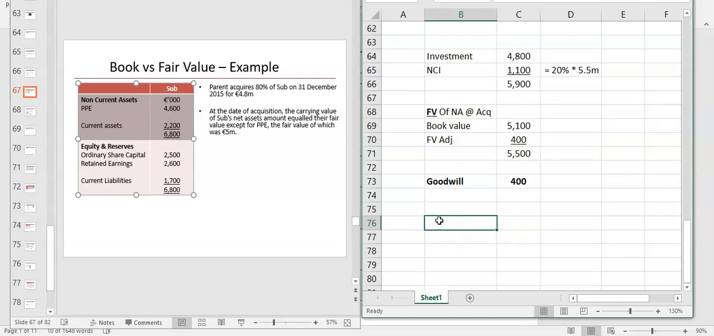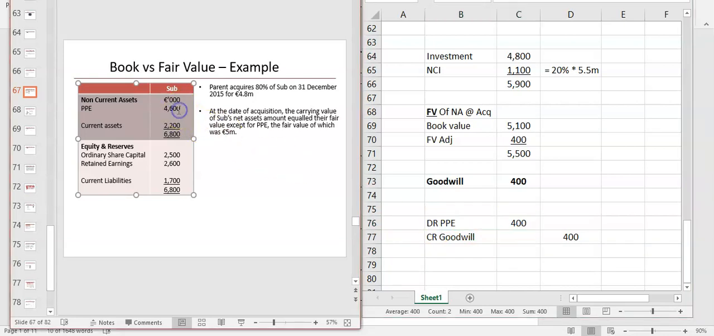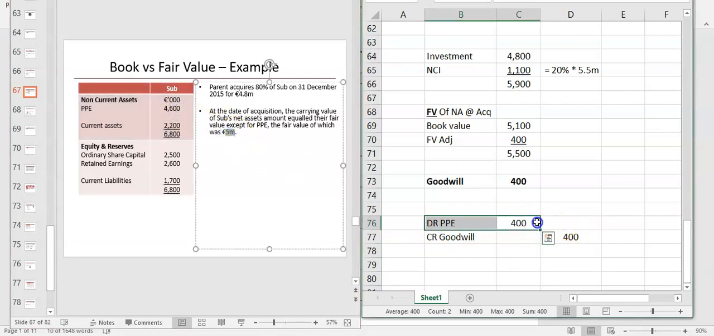So sometimes you might see a debit and credit for the fair value adjustment to be debit PPE 400, credit goodwill working, credit goodwill 400. Now, if you've seen that, that's fine. That's the right answer as well. That's just the individual journal entry for a fair value adjustment. Increase property, plant and equipment from 4.6 up to 5 million, i.e. 400, and reduce the goodwill, because goodwill is reduced by having a fair value adjustment there. So that's a valid answer to do.